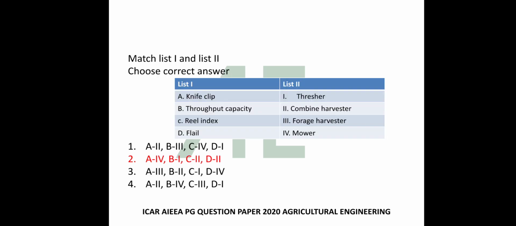Match list 1 and list 2. Choose the correct answer. So I will directly tell the correct answer. Knife clip is for mower. Throughput capacity is for thresher. Reel index is for combine harvester. Flail is for forage harvester.